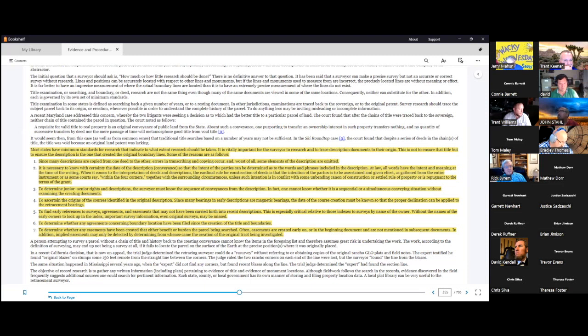6, to determine whether any agreement concerning boundary location has been filed since the creation of title and boundaries. And 7, to determine whether any easements have been created that either benefit or burden the parcel being searched. Often easements are created early on or in the beginning document and are not mentioned in subsequent documents.